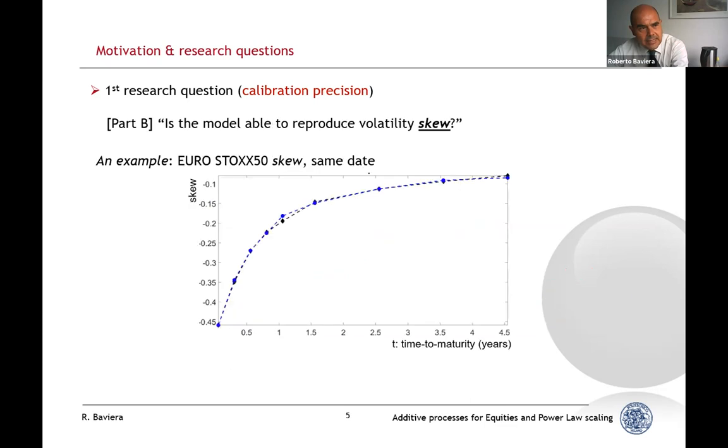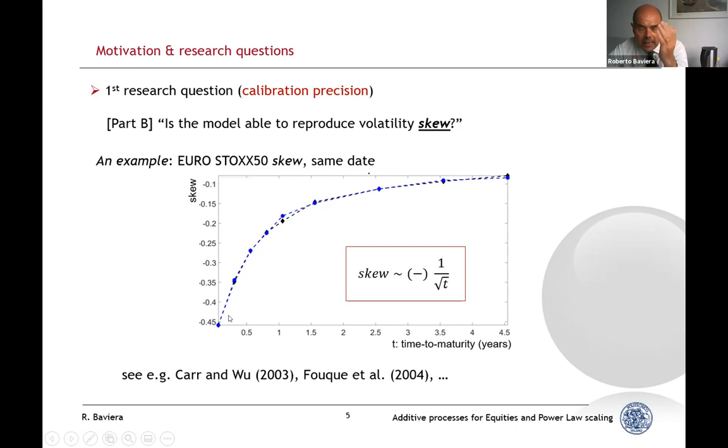So this is the first thing on calibration. The second part is about skew. Roberto Reddy and Masaki have stressed that, and this is, for example, the Eurostoxx case, the same date, the skew scales with one over the square root of t. He has shown some results, and the first empirical results come from Carr and Wu, Journal of Finance 2003, and then Fouque and co-authors, and several others after.